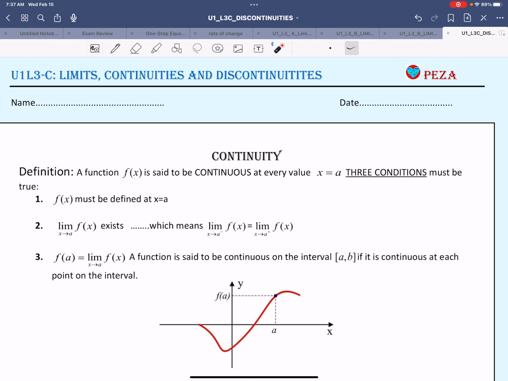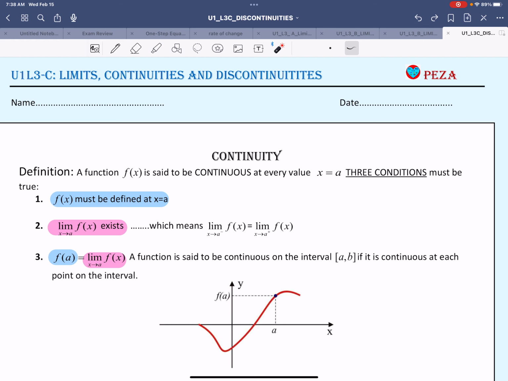By definition, algebraically speaking, we're going to say that a function is continuous at every value x equals a if three conditions are true. Condition number 1, f of x must be defined at x equals a. Condition number 2, the limit at x equals a exists, which means that when x approaches a from the left-hand side or the right-hand side, the values of y will approach the same number. Condition number 3 is pretty much connected to conditions 1 and 2. So we want the value of f of x to equal the limit of f of x at a.